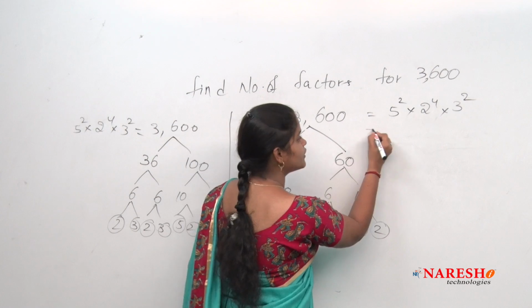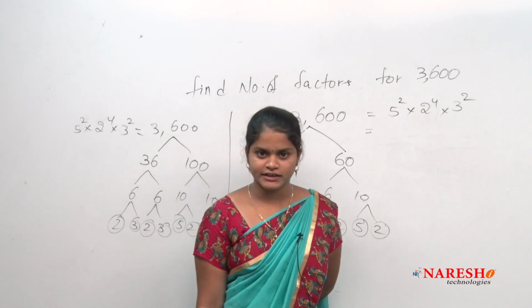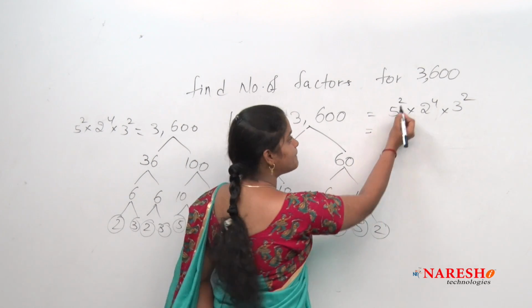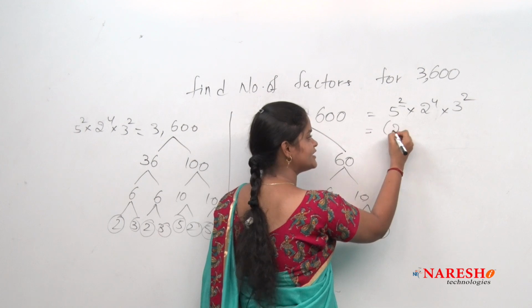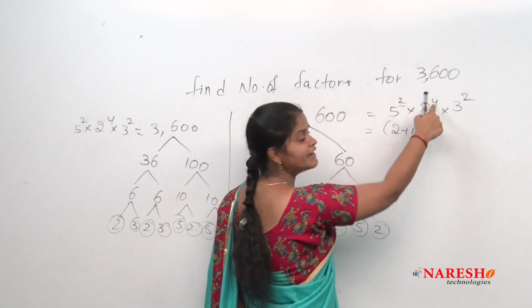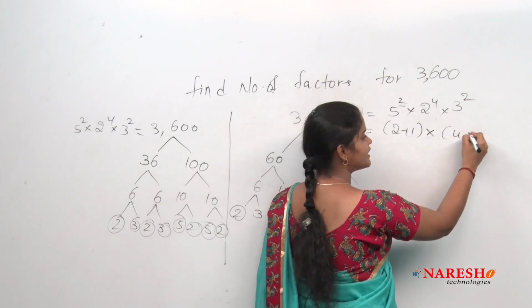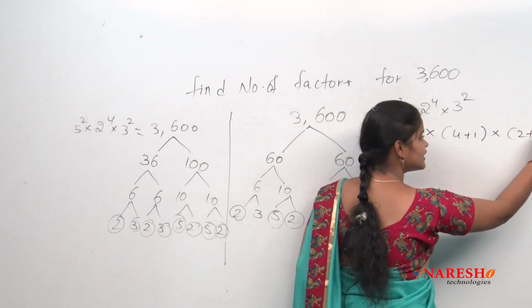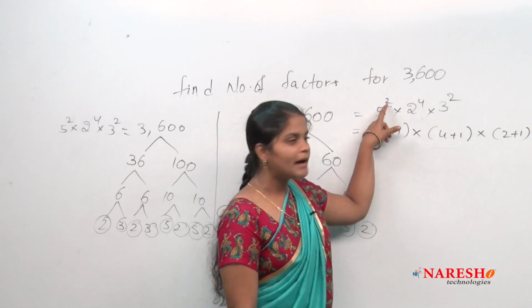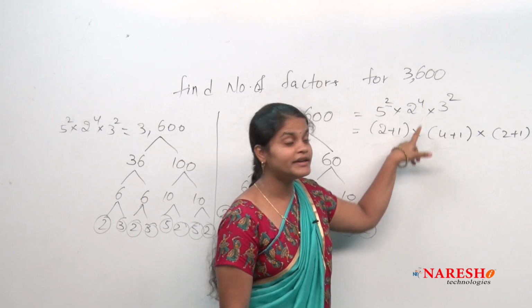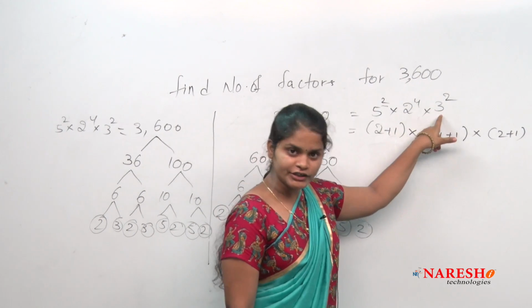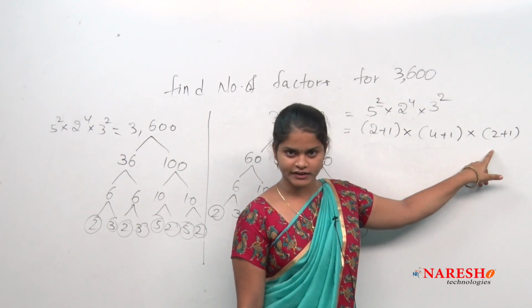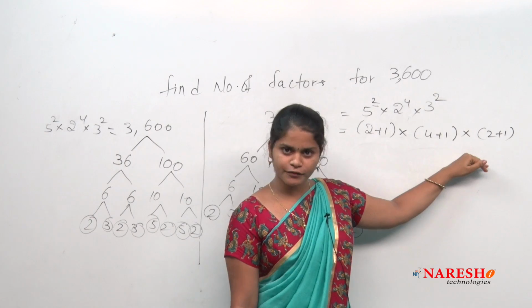Now in order to find the number of factors, what I should do is power plus 1, into next power plus 1, into next power plus 1. Power plus 1 into next power plus 1 into next power plus 1. This will give you the number of factors.